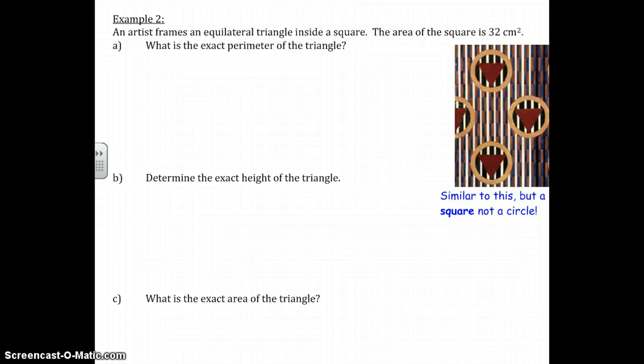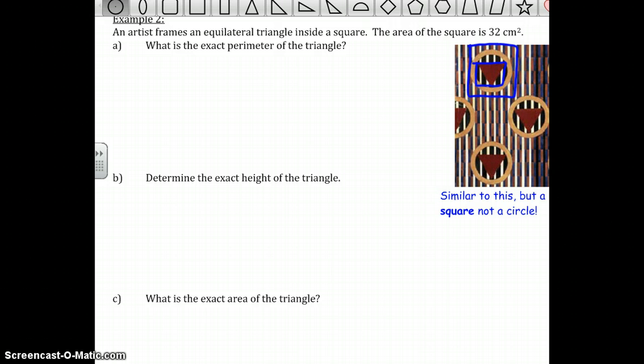Alright, so this one we're kind of applying the idea of radicals. It says an artist frames an equilateral triangle inside a square. The area of the square is 32 centimeters squared. Basically, it's like this picture over here. Inside here they've framed an equilateral triangle inside a circle, but in this question it's inside a square. So it'd be something like that.